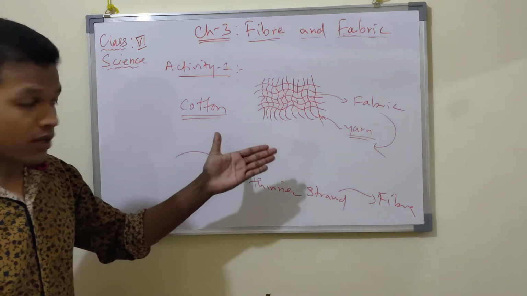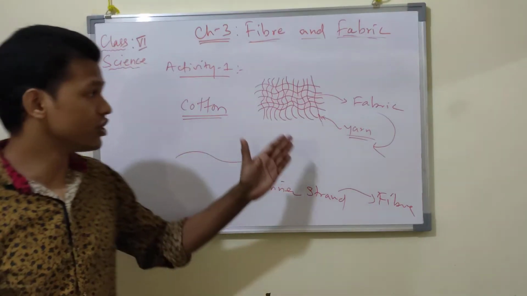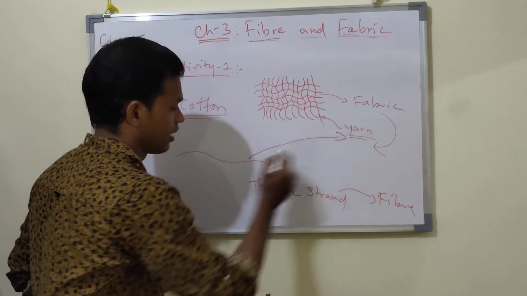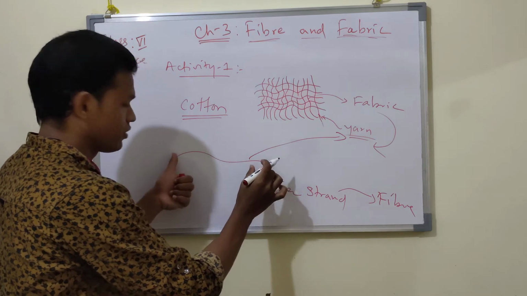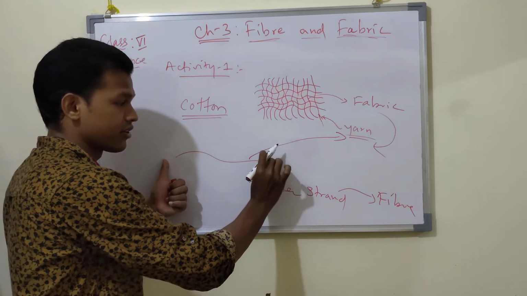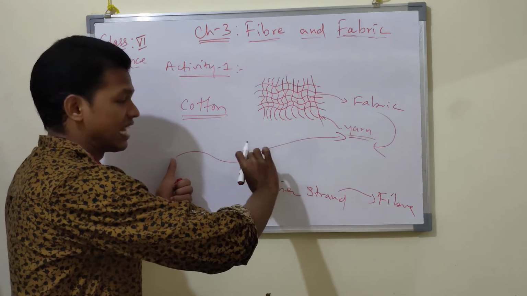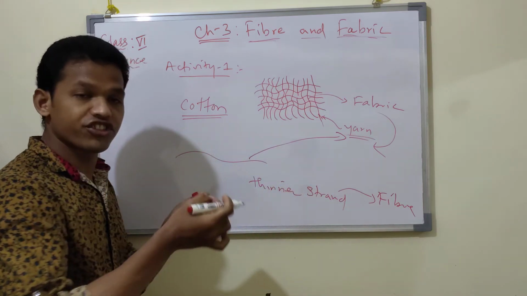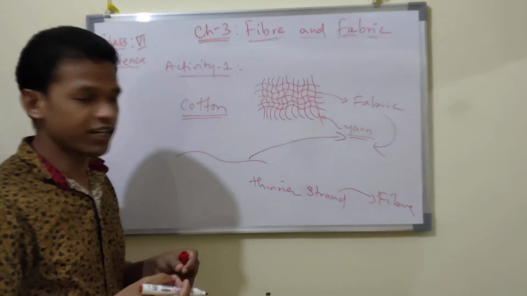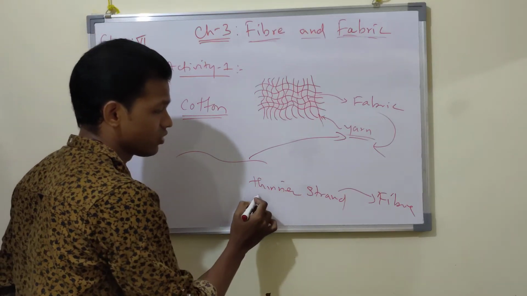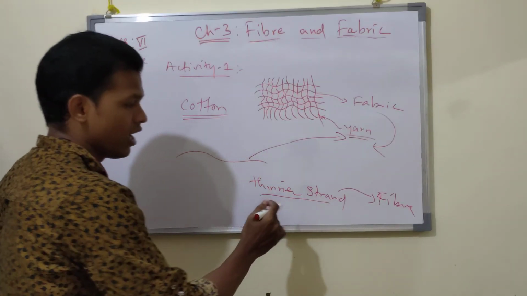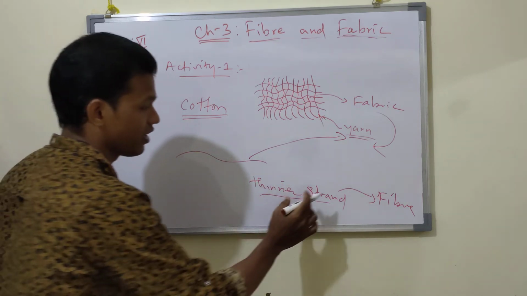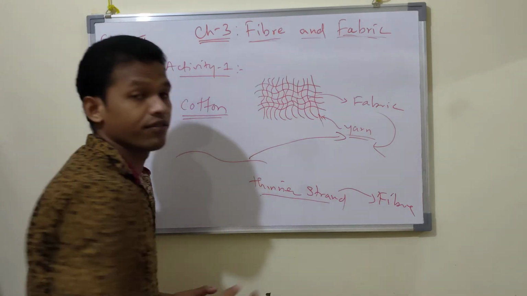What I am able to explain is this one. So these are the yarn. This is yarn, and if you press one end with a thumb and try to pull it along the length, you will find a small strand will come out. It will separate a small strand. That is also a thinner strand. If you try to separate it further, you will find a fiber from this thinner strand.